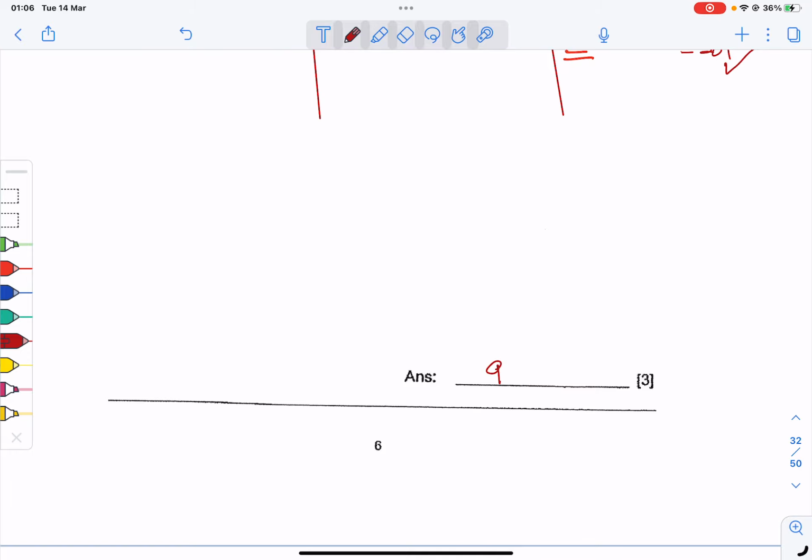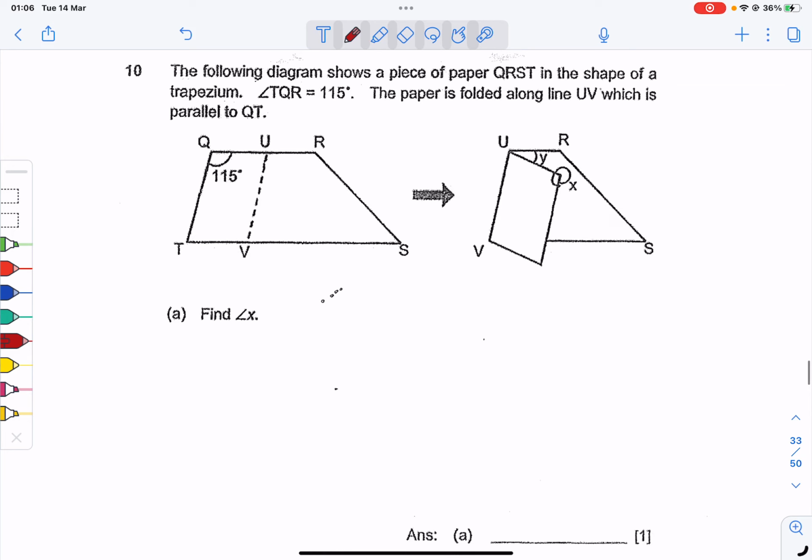Next, we'll go to question number 10. Question number 10. The following diagram shows a piece of paper QRST in the shape of a trapezium. So trapezium, here we have parallel line. Angle TQR is 115 degree. The paper is folded along the line UV, which is parallel to QT. So this is parallel as well.